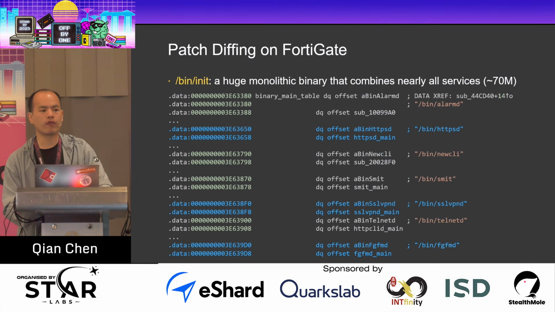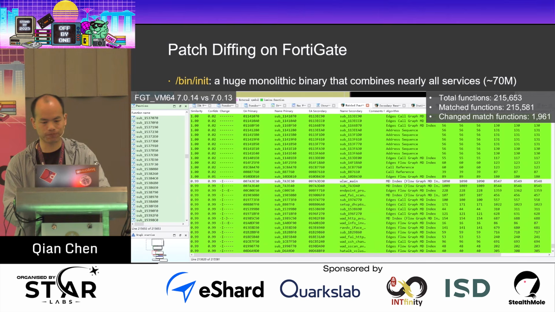Within the init binary, FortiGate implements a dispatch table mechanism to manage its various services. As shown below, the binary contains a mapping table that associates its service name with the entry point function. When the system invokes the service through its symbolic link, the init process identifies which service is being called and jumps to the appropriate function. This architecture allows FortiGate to maintain a single binary while still providing modular functionality, though it significantly complicates the patch Diffing process.